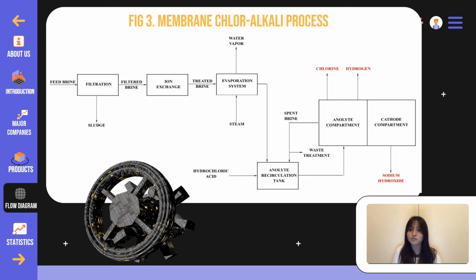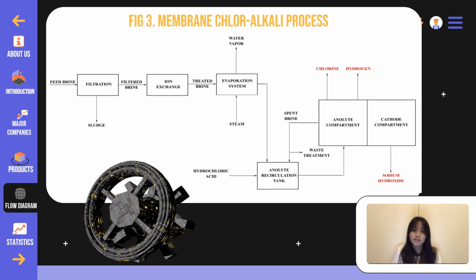sodium chloride. So in here, the process begins with the pre-treatment of the brine to remove impurities through filtration, and then saturate the salt solution. Next is the second treatment, which now deals with the ion exchange. So the ion exchange membrane separates the cathode side from the anode side.